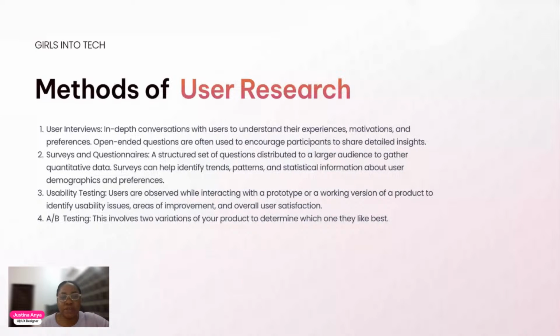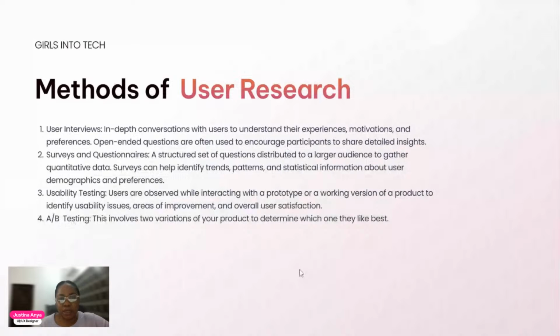So we also have A/B testing. This involves two variations of your product to determine which one users like best, right? So if you've come up with two variations and you're not sure which one to go with, just understand that you've designed two products for some reason. You can carry out an A/B testing to identify which one resonates more with your users. Maybe the changes you made are just a couple of changes in layout, and you want to identify which one resonates more. You can go with A/B testing to figure that out.